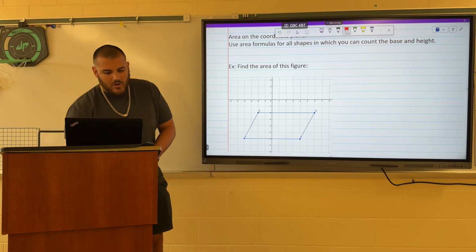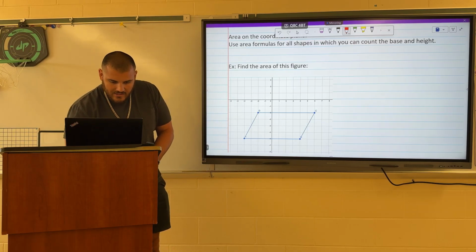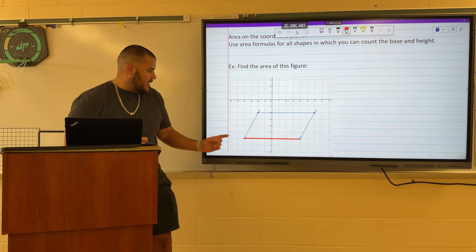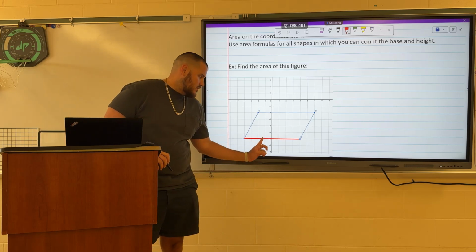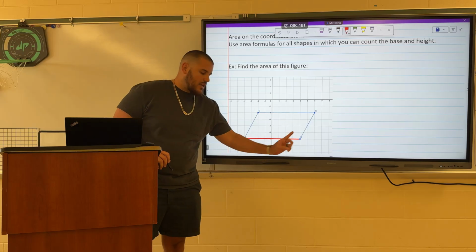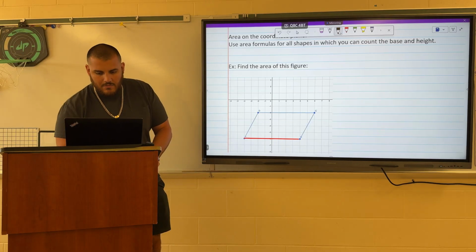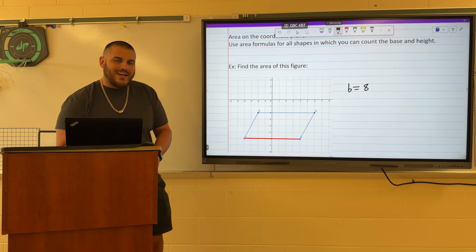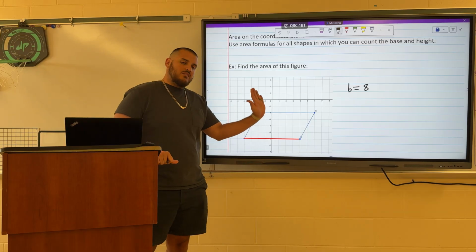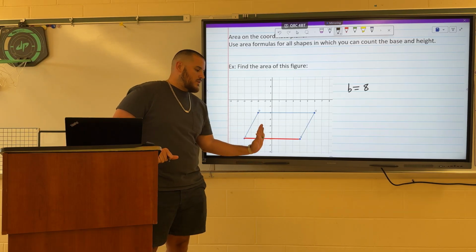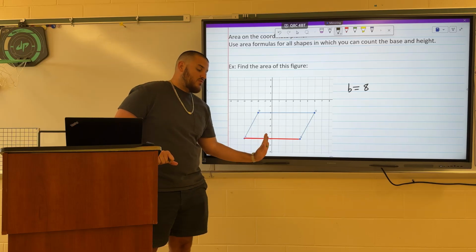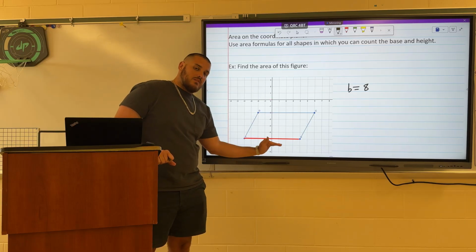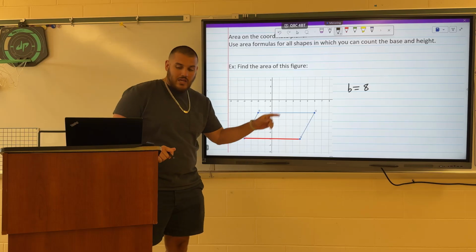All right, for example, I can look at this side down here as a base, and I can count the distance between. That's 1, 2, 3, 4, 5, 6, 7, 8. So that gives me a base of 8. And then a height, remember, would be a perpendicular distance. And the way I can know that something is perpendicular on a graph is that it is vertical when compared to something that's horizontal. So that would just be going straight up and down.